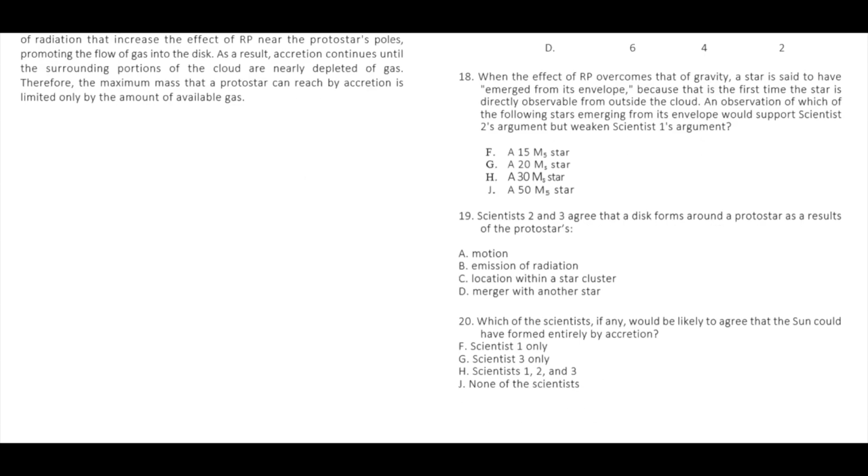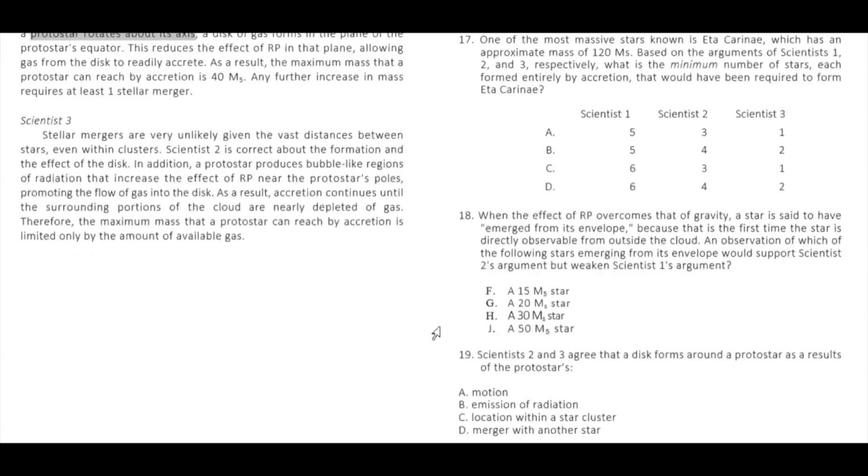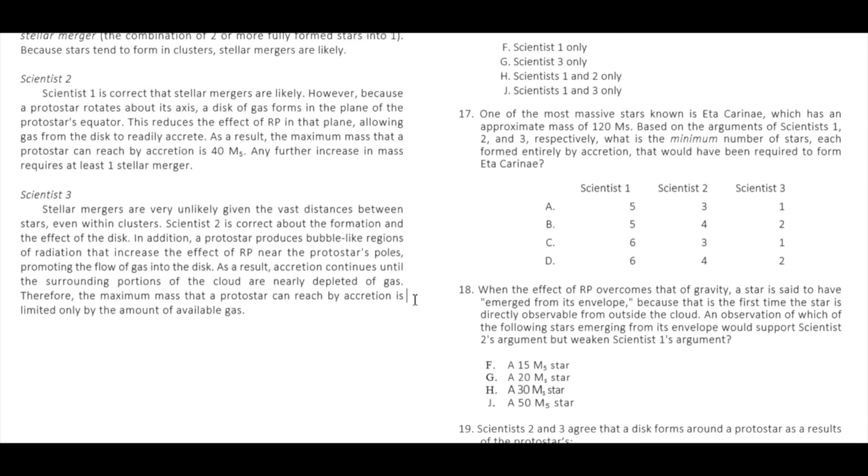The final question for this passage, question 20, says, which of the scientists, if any, would be likely to agree that the Sun could have formed entirely by accretion? One of the options involves all three scientists, so we need to read passages from all three scientists. Let's scroll up and see what this means. So we're trying to figure out if the Sun could form by accretion.